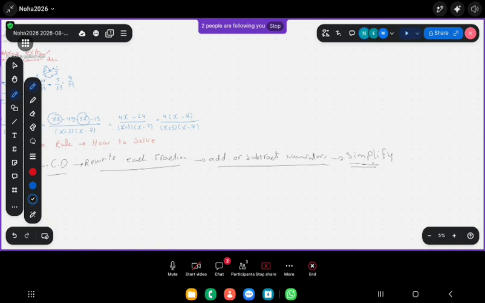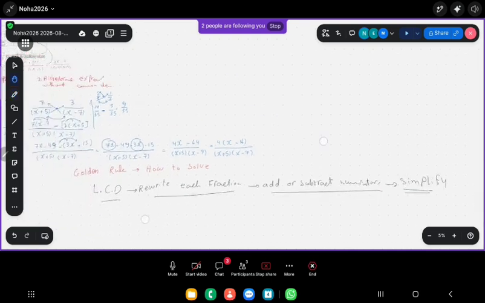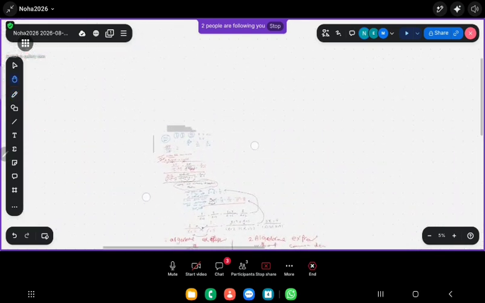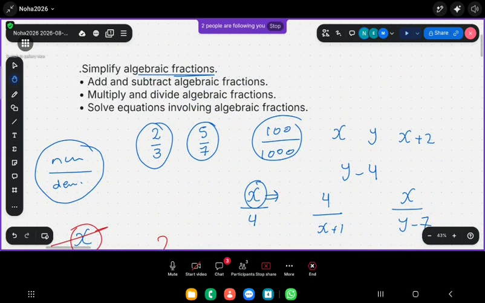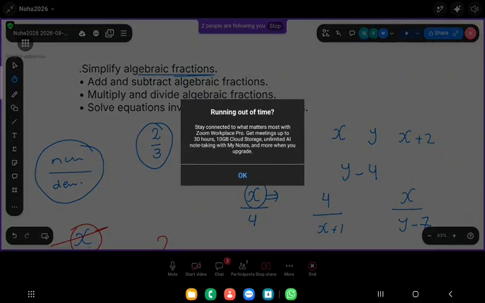We will get to the next concept. Okay. So we finished adding and subtracting. And the most important thing here is to make your common denominator. It's very, very, very important. So let's try to take the next concept. Look here. What's my next concept? Yeah, my next concept is multiplying and dividing algebraic fractions. Okay?